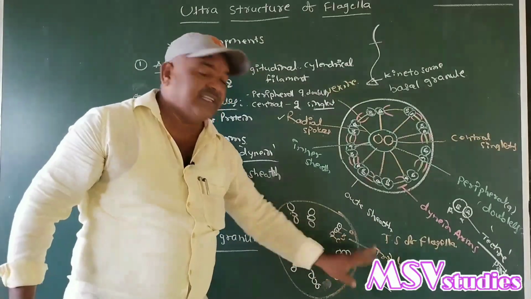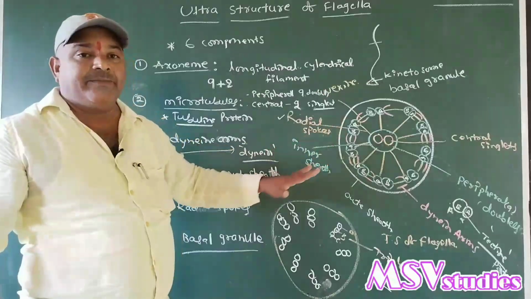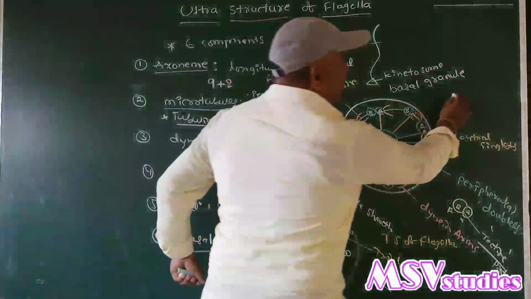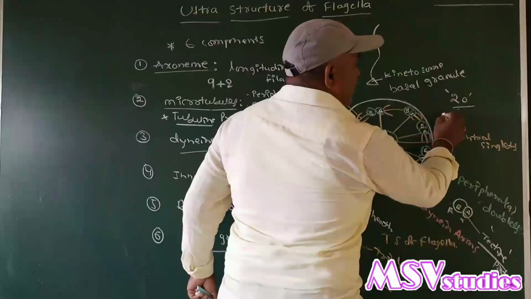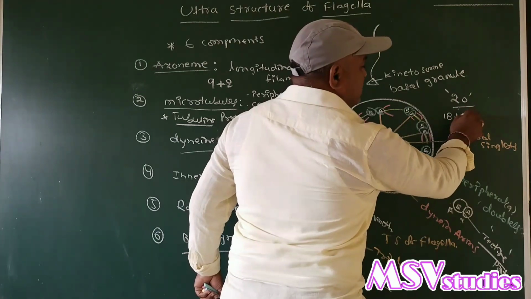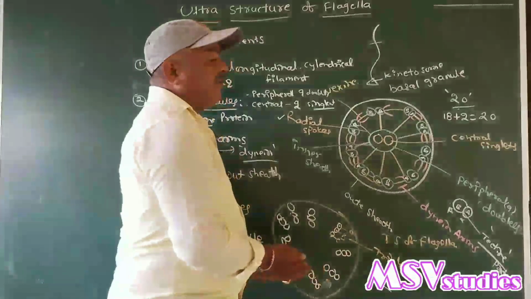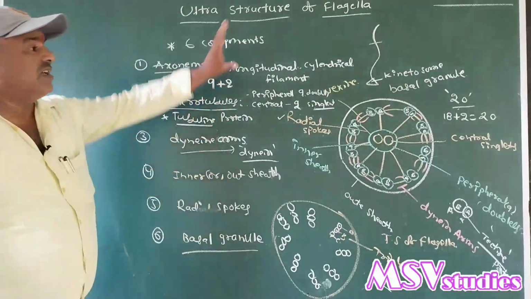9 times 3 is 27. At the axoneme area, the total number of microtubules is 20: 18 peripheral plus 2 central singlets. So this is the order of structure of the flagella.